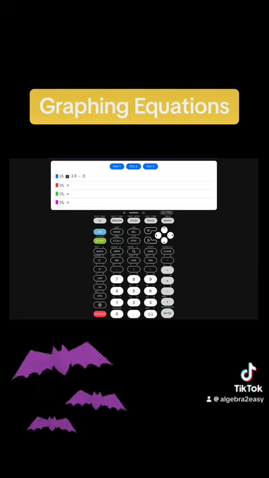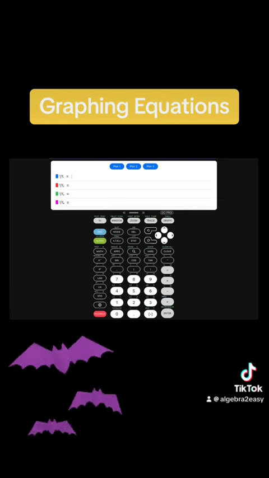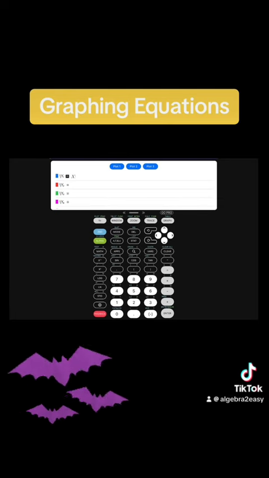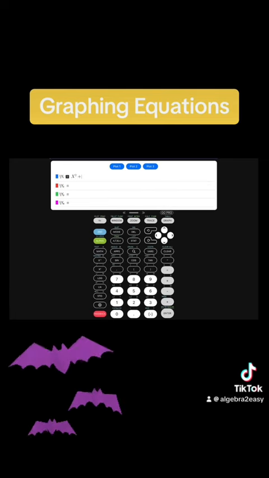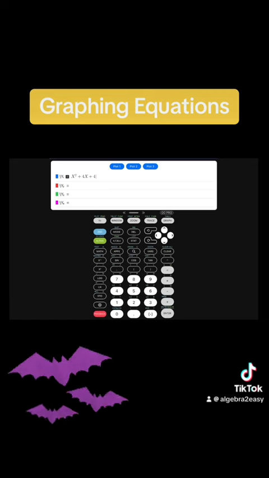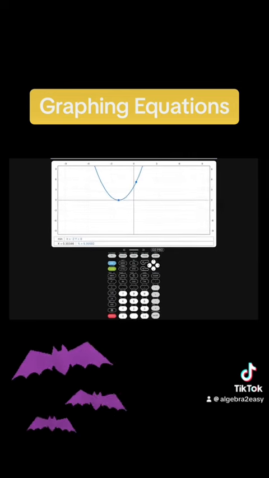Press y equals, and we are going to clear out this function, and we're going to try a quadratic. Let's graph x squared plus 4x plus 4. We're going to go ahead and graph. And there is our graph.